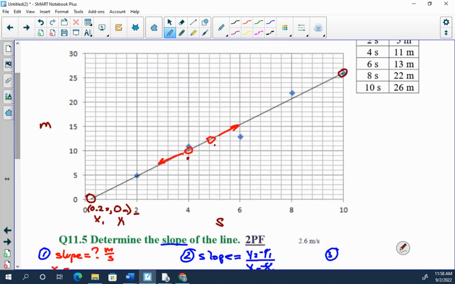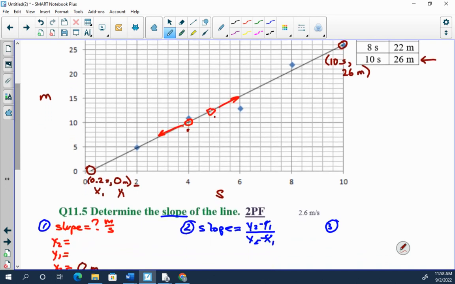Now I look at this one all the way over here. Does it hit that data point dead on? It's pretty close to the center. You might be able to look here and cheat and say, oh yeah, I see what it is. It hits the middle of it. Even if it didn't, if I were to estimate this, my x coordinate I would put at 10 seconds. And my y coordinate I would put at 26 meters. It looks awfully close to that. Could it be slightly off? Sure, but it's awfully close. So then I'll come over here. Here's my x2. Here's my y2.